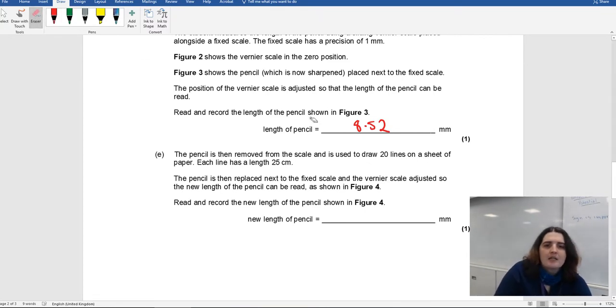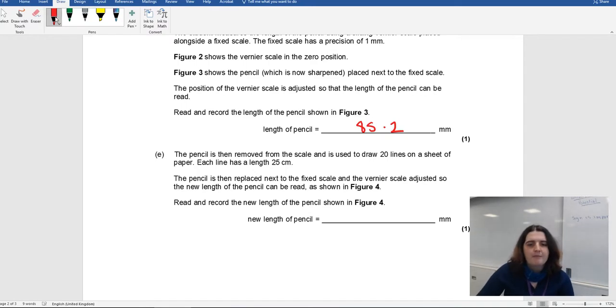Always asking for it in millimeters. I put it in centimeters. So it's asked for it in millimeters, but I've put it in centimeters. So it'll be 85.2 millimeters. Okay. So always be careful with units for this. This is the way they trick you.